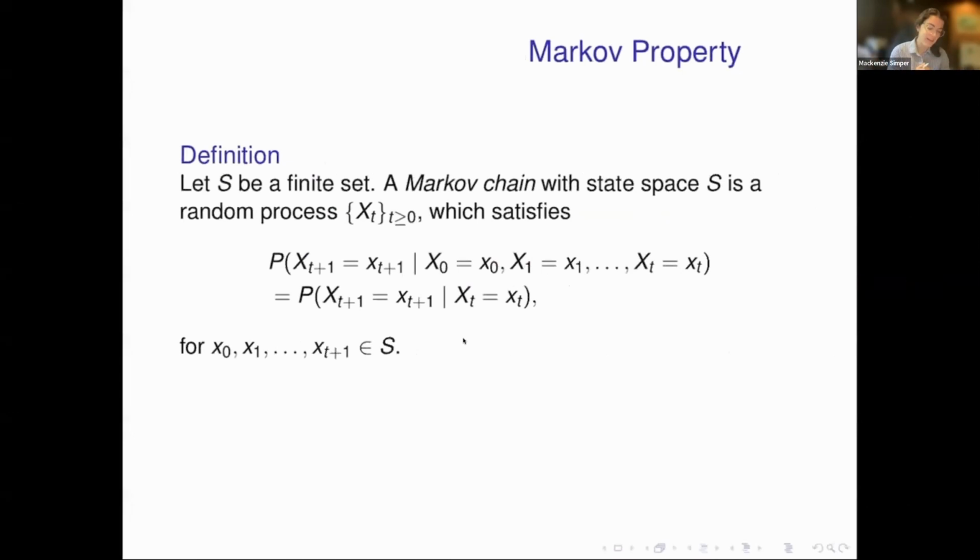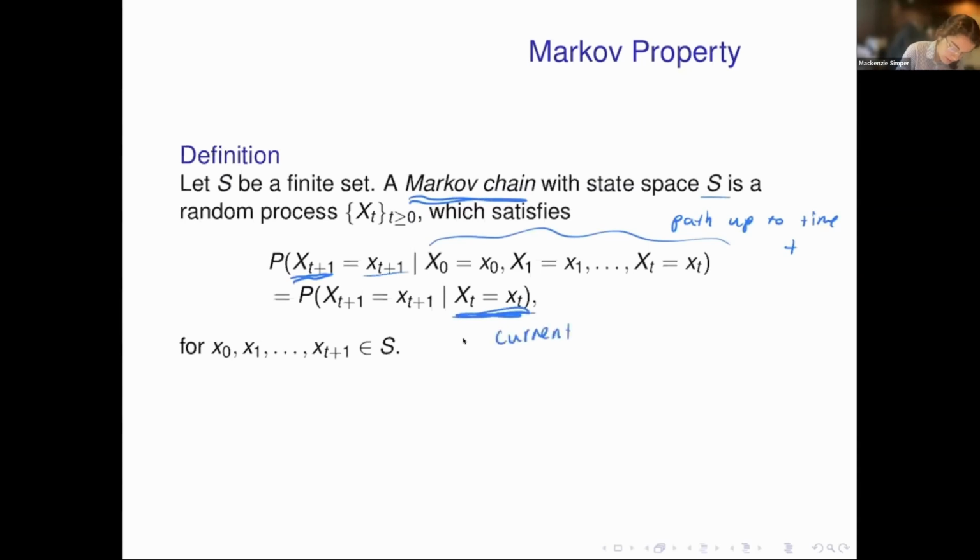So this is a Markov chain, and the reason it's a Markov chain is that it satisfies that key property I mentioned before, which is called the Markov property. A Markov chain with state space S is a random process which satisfies: the probability of X_{t+1} being some value in our state space, conditional on all of the previous path up to time t, is equal to the probability of the next step depending just on the current one, think of this as the current position.